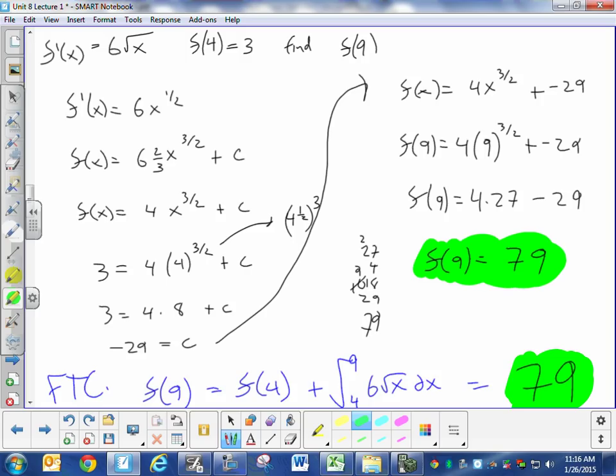Any questions, any difficulties we're having with our calculators? Make sure your interval is correct. If I know F of 4, this is my initial value. That 4 is the A. I'm trying to find F of 9. That 9 would be the B. Okay? The intervals will change frequently.